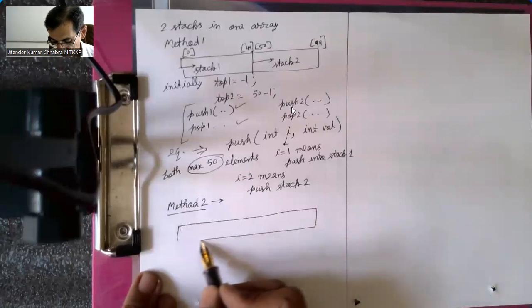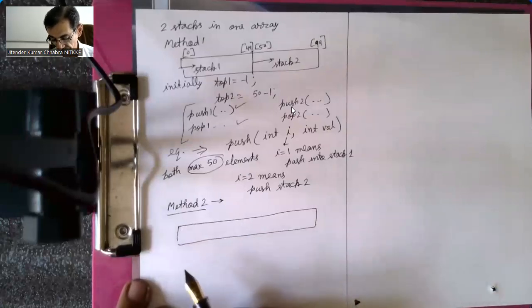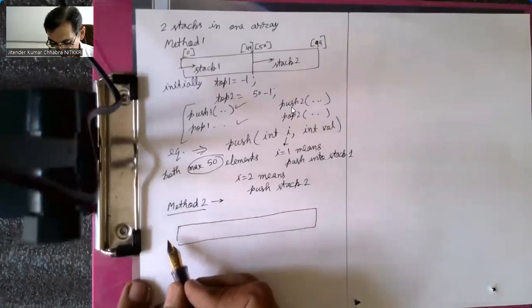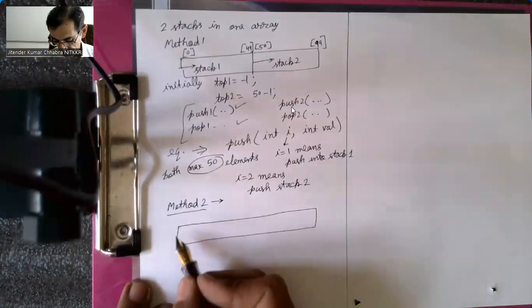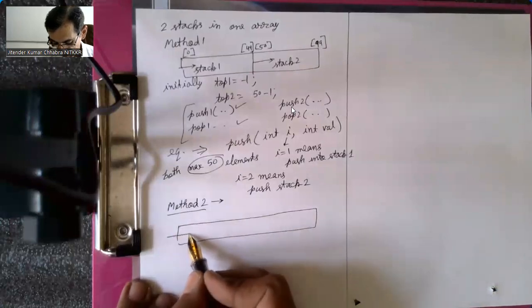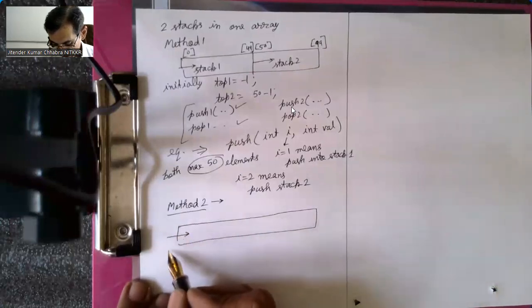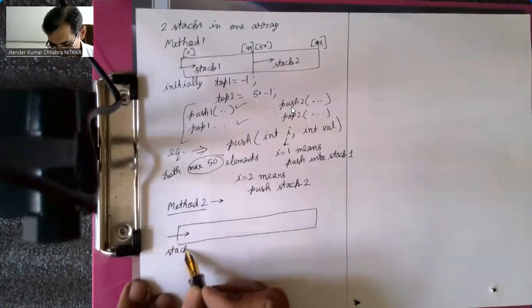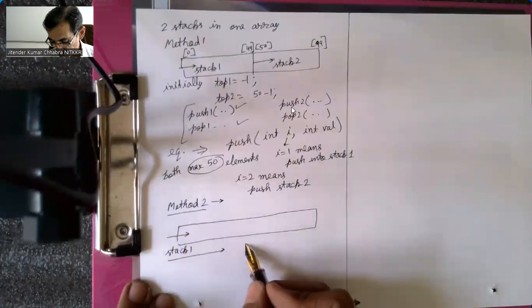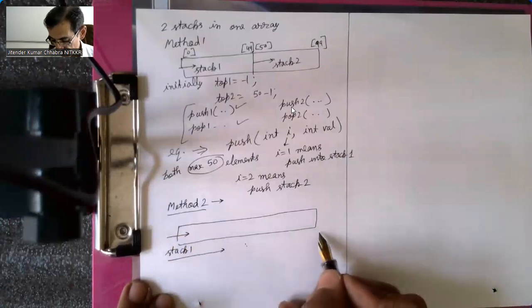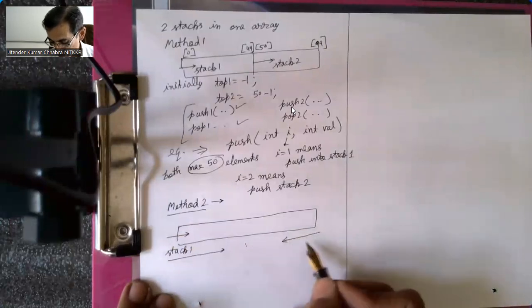I'm sure some of you are able to guess well. Yes, you can smartly play so that there is no in-between boundary. No stack ends at the middle. It goes in the reverse way. Stack 1 grows like this, the way it was. But I don't say stack 2 grows from here. I say let stack 2 grow like this.